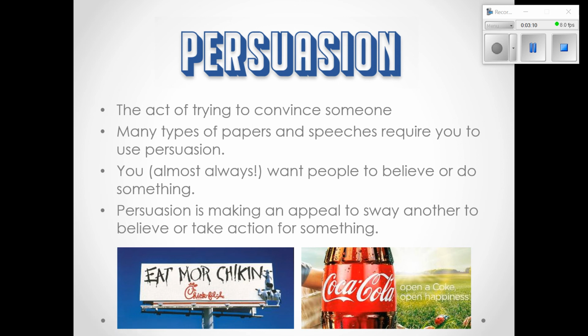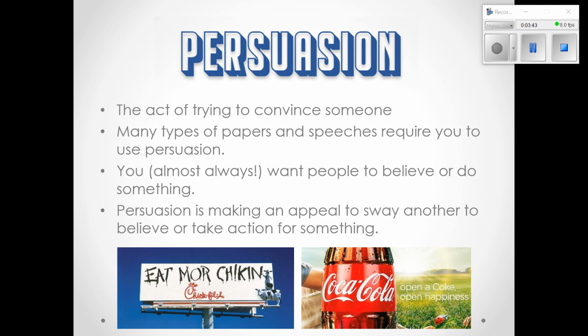The reason that restaurants and stores and companies have billboards and create commercials is in order for us to buy their product or for us to do something. Okay, to go to Chick-fil-A or to buy a 12-pack of Coke at the store. They're trying to get us to do something because they wouldn't spend the money on that commercial or that billboard if they weren't trying to do that. Okay, so persuasion, we see it all the time.